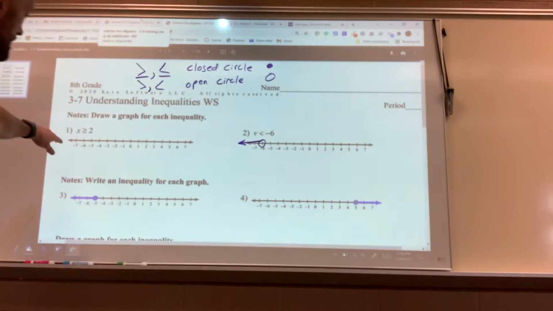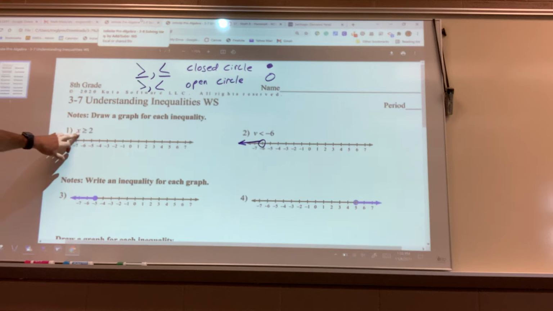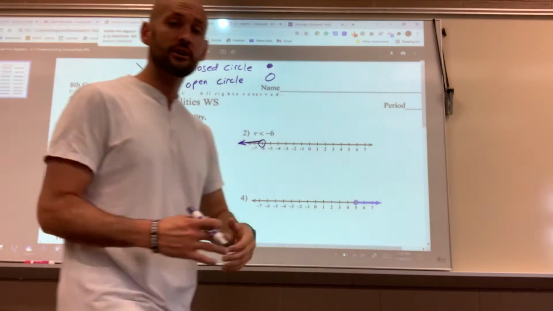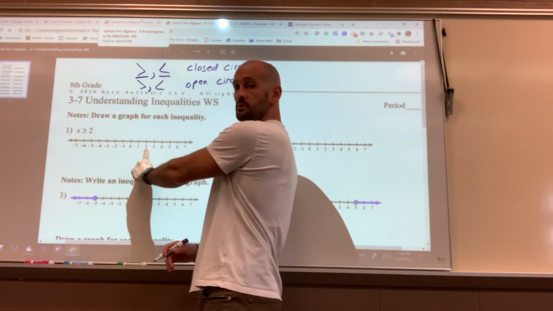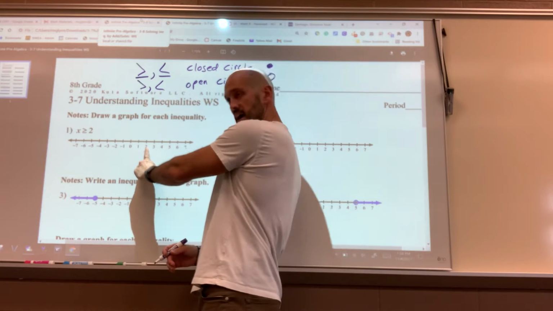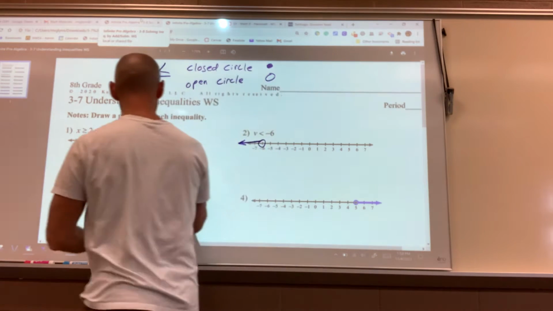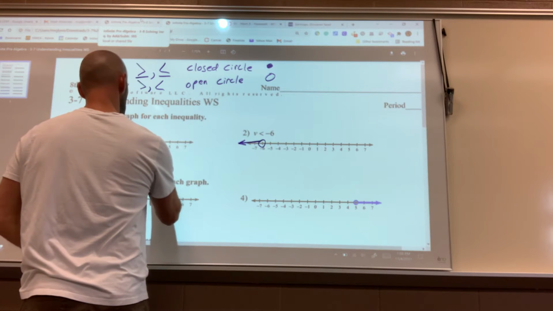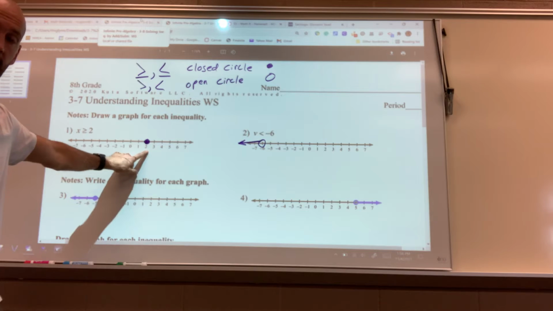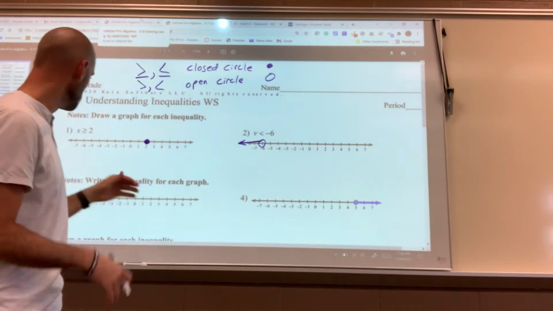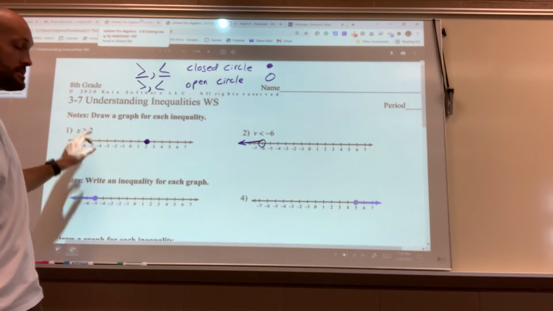Number 1 says, read it from the perspective of the variable, x is greater than or equal to 2. So let's take a look. Go to 2. Open or closed? That's right, I heard you say it. Closed. Because it's equal to, it's going to include 2. And now what numbers make this a true statement? Any number greater than 2.